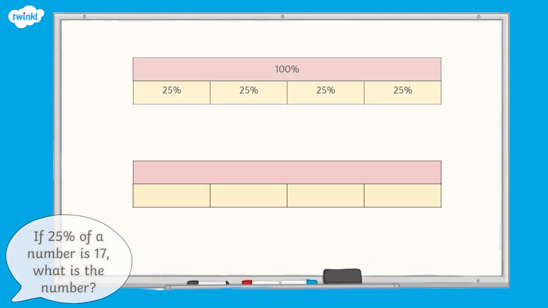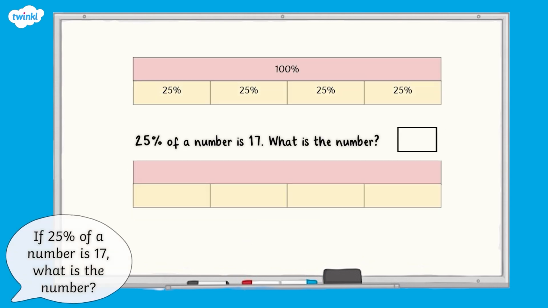Use this bar model to help you answer the question. 25% of a number is 17. What is the number? Well, if 25% equals 17, then 100% equals 17 multiplied by 4, which is 68.